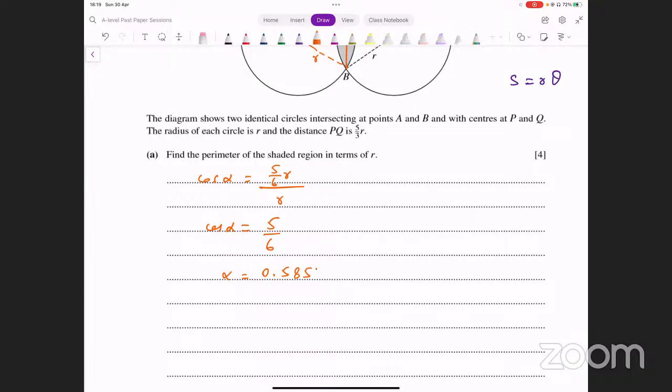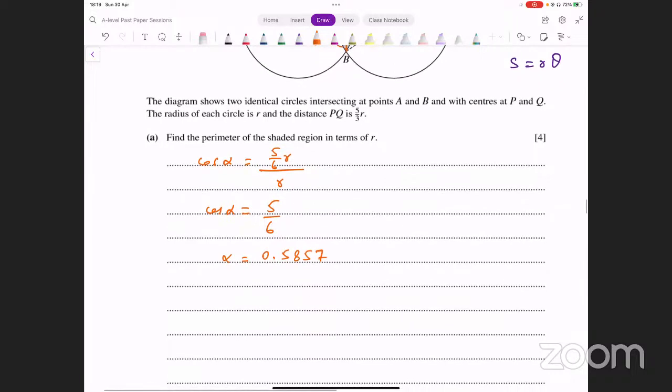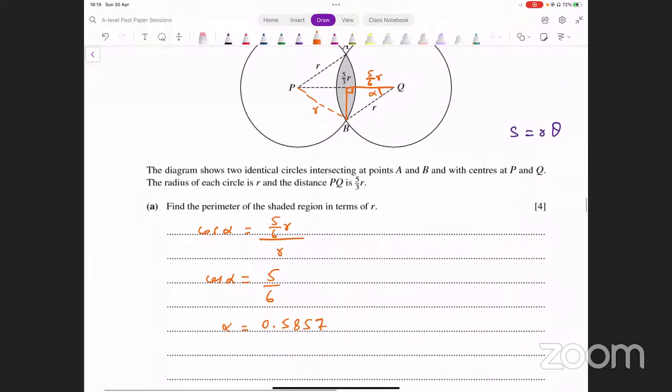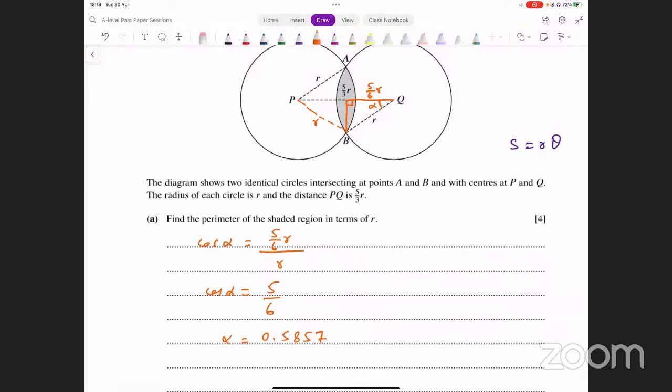So you can say 0.5857. At least 4 significant figures आपने रखने हैं, otherwise आपके final answer सही नहीं आ रहे होंगे. ठीक है. This is the value of alpha that we have. ये angle आ गया आपके पास. अब arc length आपको निकालनी है. आपको एक angle पता चल गया, ये angle alpha है.